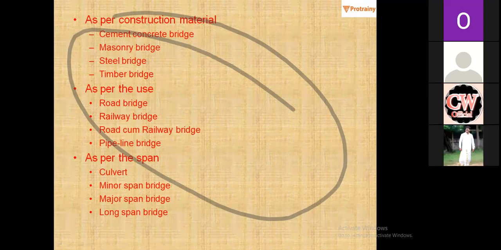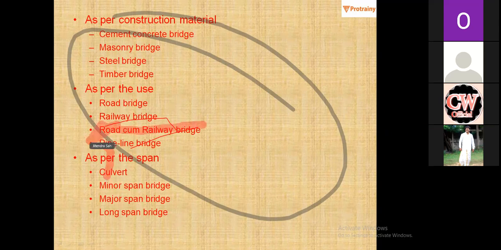Then, as per the use: now what kind of transportation is taking place over your bridge deck? As per the use, it can be a road bridge if we are just using it for motor transport. Then railway bridge, as we are all aware that especially in India, we have separate bridges for railways. Then there are road cum railway bridges as well. And finally, there is pipeline bridge. These kinds of bridges are mostly used as a rack for pipelines. These bridges are not for transportation.